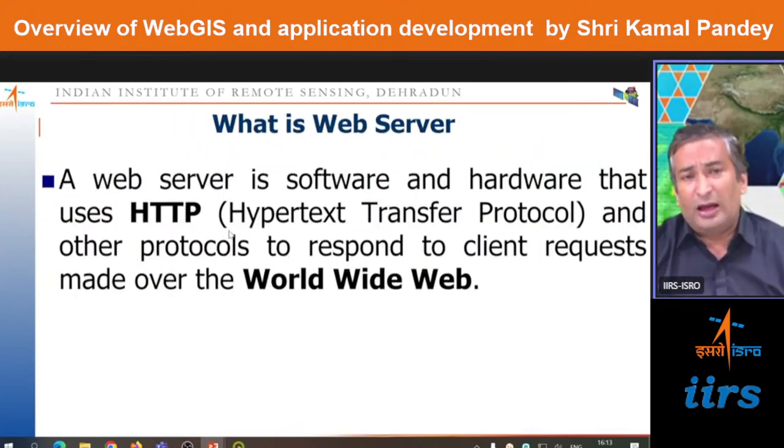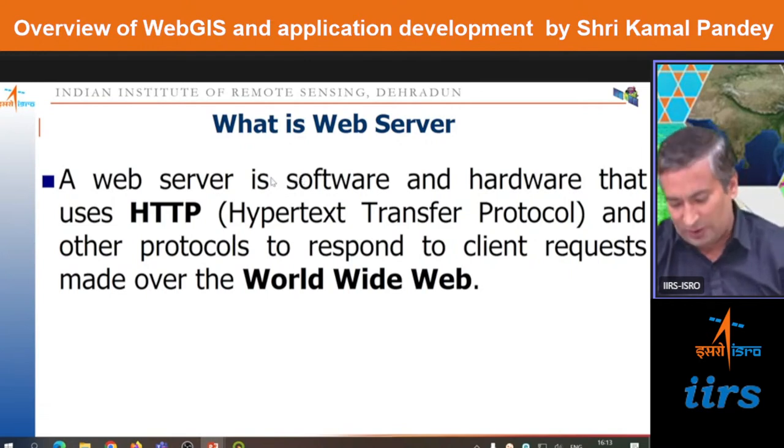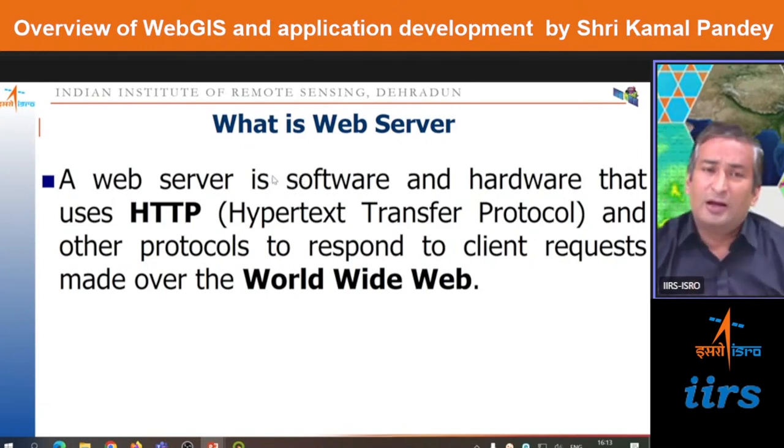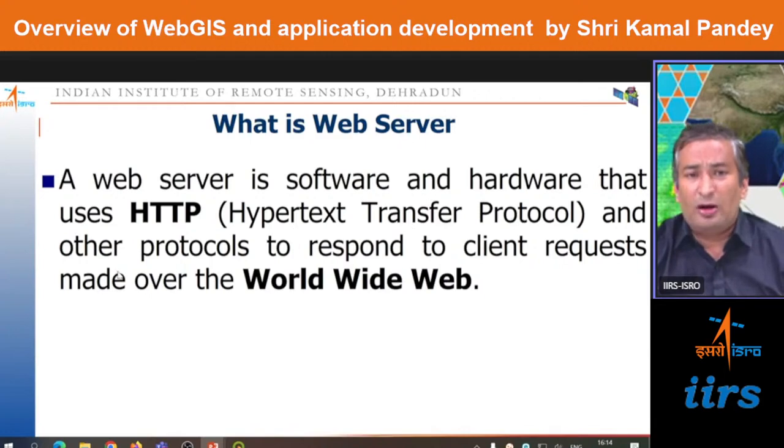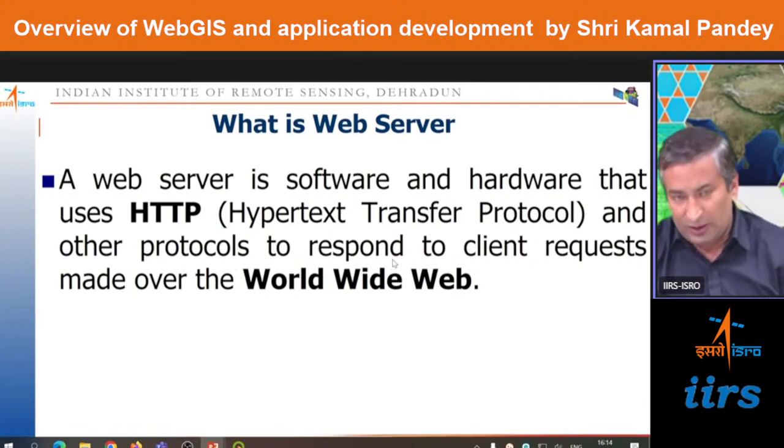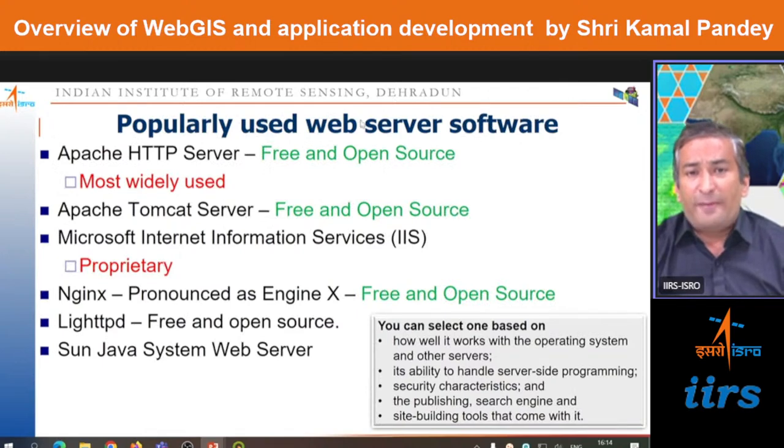Now, I was just telling you about what a web server is, the first component, the first point of interaction with the client request. Okay, so it is software and hardware that uses the HTTP protocol and other protocols to respond to client requests made over the world wide web. Popularly used web servers are the Apache HTTP server. It is free and open source. It is the most widely used software. Similarly, we have the Apache Tomcat server, which is also free and open source.